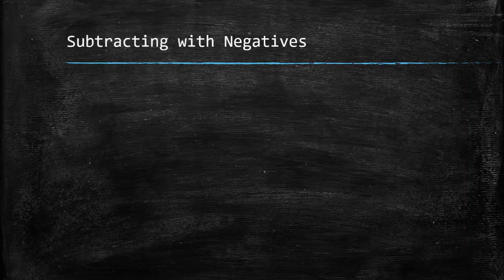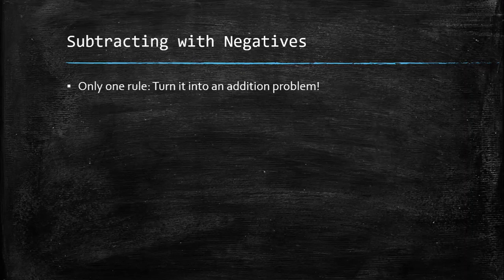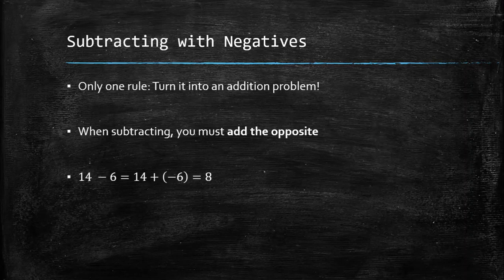Okay, let's talk about subtracting. There's actually only one rule with subtraction, and that's that we want to turn it into an addition problem. So we don't want to subtract, we just want to add. So when subtracting, we just add the opposite. So if we are subtracting a positive number, that's the same as adding a negative number. And if we are subtracting a negative number, that's the same thing as adding a positive number. So we do the opposite.